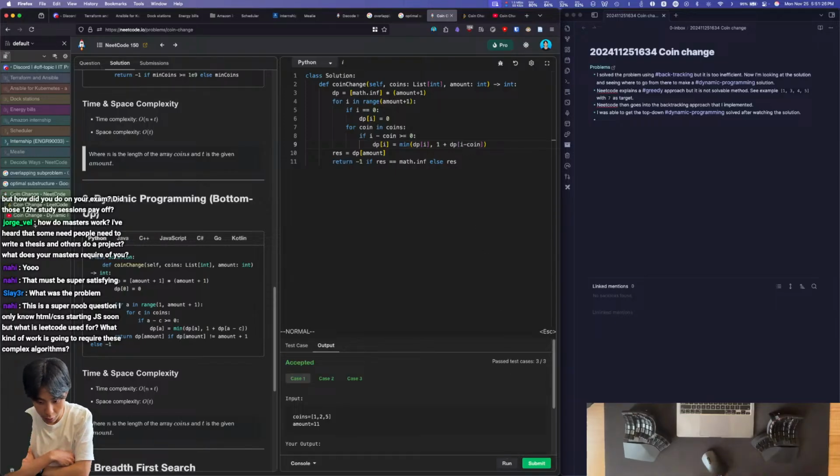Okay, this is a super noob question. I only know HTML, CSS, starting JS soon, but what is Leetcode used for? What kind of work is going to require these complex algorithms? Honestly, it's unlikely. There are use cases, but it's unlikely you're going to do this type of problem solving day to day. The problem solving that is required day to day, probably at a big tech company, is looking at errors, solving them, and speaking to your co-workers about it.